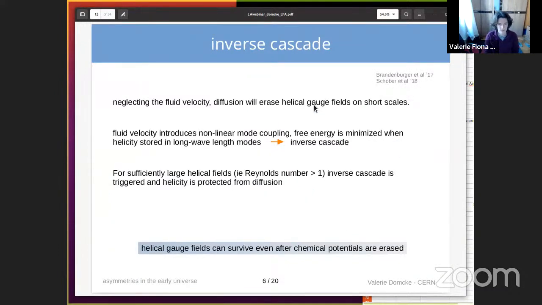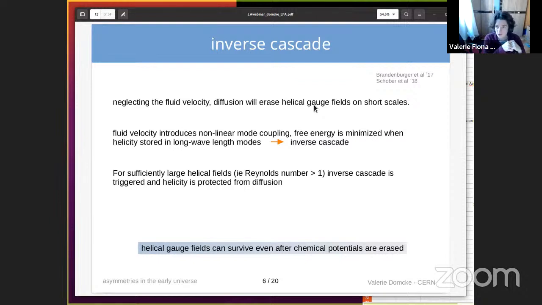However, this fluid velocity does not only make life complicated, it also has a very interesting effect, and that is called the inverse cascade. As I said, this fluid velocity term introduces nonlinear mode couplings, which means you can now transfer energy from one mode of your gauge field into another mode. And now just from thermodynamic logic, without even solving any equations, you know that the system will want to go into a state where it minimizes its free energy.